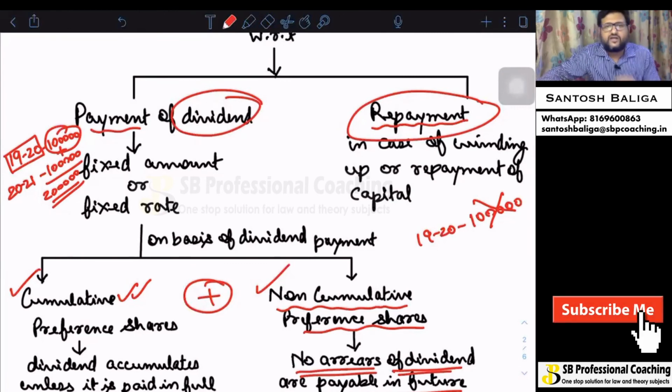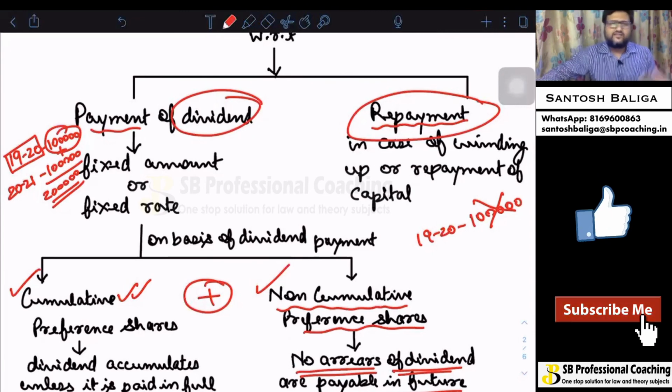From the next lecture, we will be diving into more important sections of this chapter, like DVR conditions, sweat equity shares, buyback, and bonus shares. So be prepared for that. There will be a few more technical points that we will go through in the future sections.